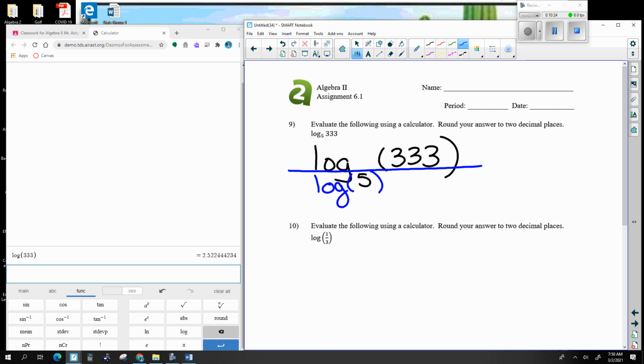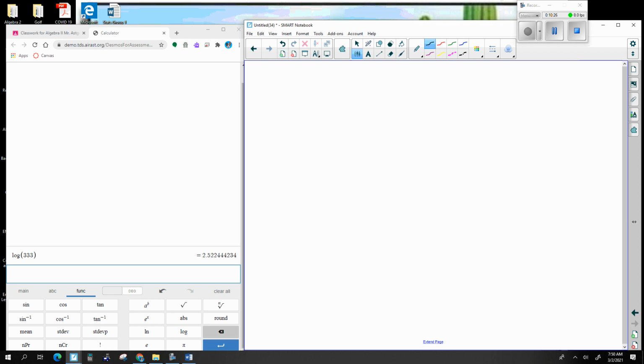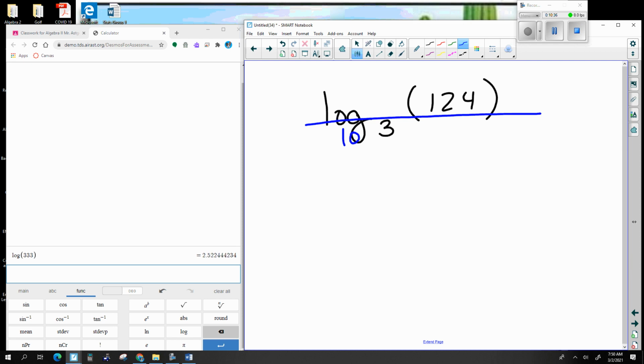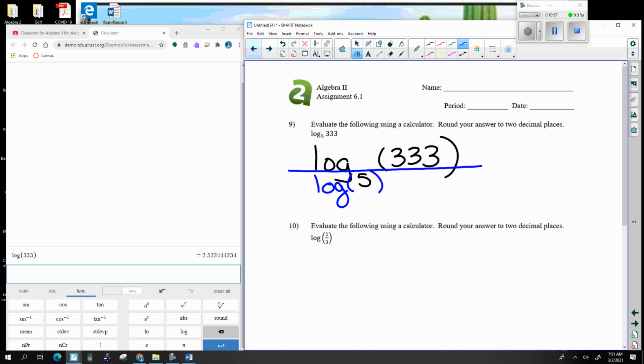Okay, so let me show you a couple examples. Like if I need to know what's log base 3 of 124 or something like that. Again, I cut the log and I put a log on bottom. So it turned it into a division. So this is ultimately log 124 divided by log 3. Right? Log 124 divided by log 3. All right, so here this is log 333 divided by log 5.